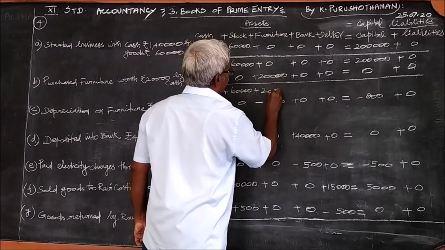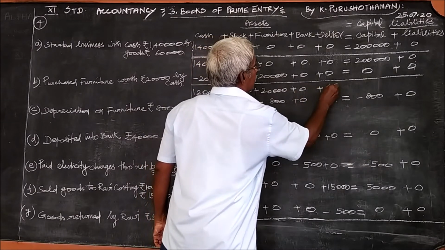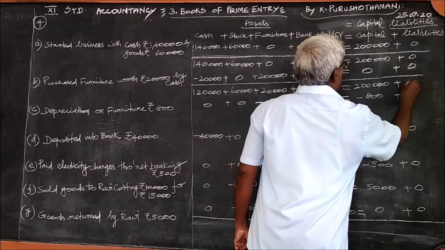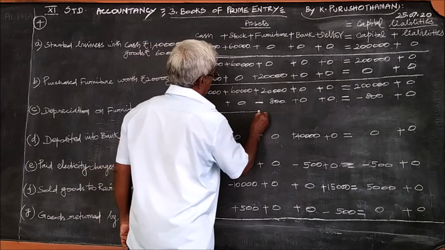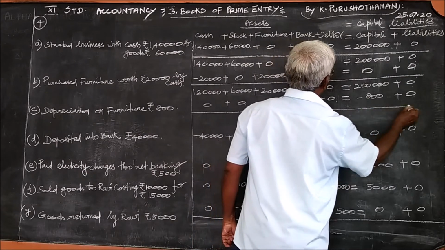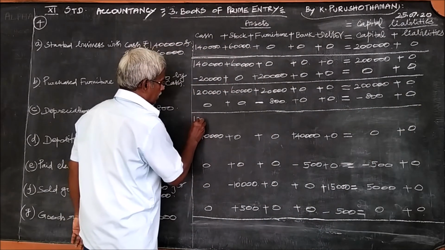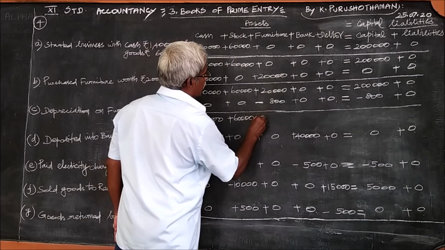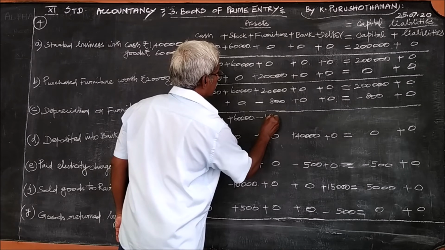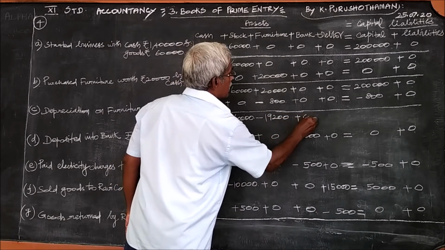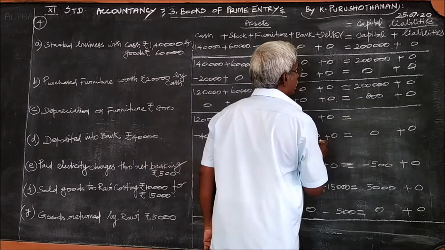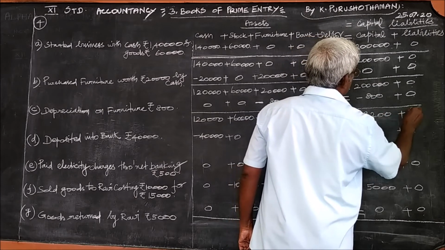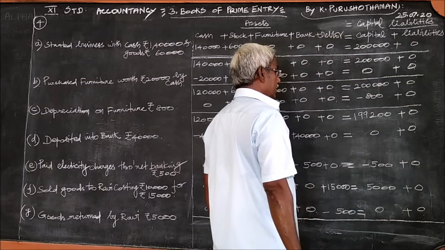0 plus 20,000 is 20,000. 0, 0. 2 lakhs plus 0, 2 lakhs. Once again you add these two. 1,20,000 plus 60,000, 20,000 minus 800 is 19,200, plus 0 plus 0 equals 2 lakhs minus 800, 1,99,200 plus 0.